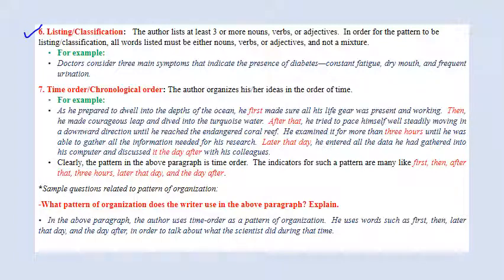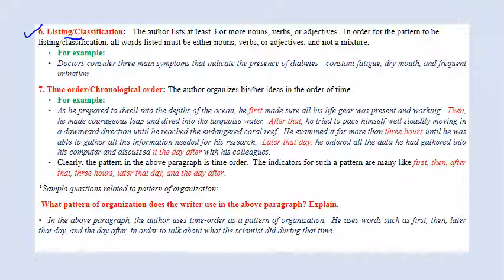Okay, then there's listing and classification. I talked about this. They both mean the same. And of course, the list, if you are going to choose listing or say that it's a listing pattern, all the items on that list need to be one figure of speech. All of them are nouns, or all of them are verbs, or all of them are adjectives, and not a mixture. If you're discussing COVID-19 in your essay, you would say the symptoms of COVID-19 include heavy coughing, tightness of chest, high fever, and shortness of breath.